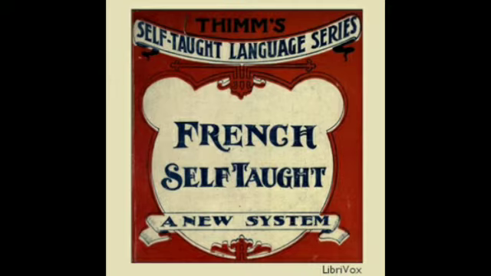Subjunctive mood. Present. That I may have, que j'aie; that thou mayest have, que tu aies; that he may have, qu'il ait; that we may have, que nous ayons; that you may have, que vous ayez; that they may have, qu'ils aient.